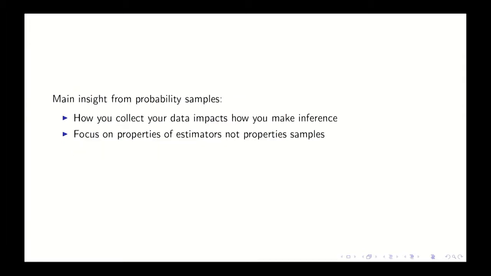Another way of thinking about the main insights from this framework is that how you collect your data has to impact how you make your estimates. A lot of what happens with sampling and estimation is you collect the sample one way, and then in the estimation stage, when you're trying to generalize back to the population, you have to undo whatever distortions were created by the sampling process. The second is it focuses much more on the properties of estimators, not the properties of samples. This is again trying to get away from this idea that the sample needs to look like a mini version of the population.